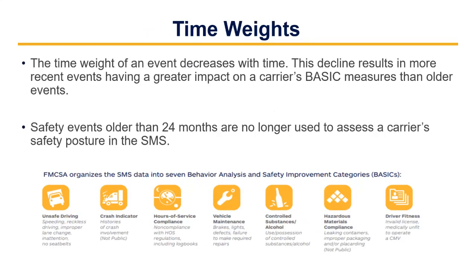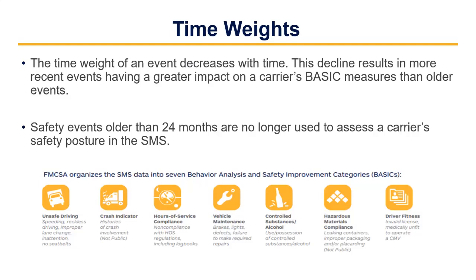The second of the 2 considerations would be our time weights. And basically we're talking about the age of the violation. So the violations that are discovered during roadside inspections, all violations remain on your record for 24 months, but their effect on your current scores is directly related to how old the violations are.